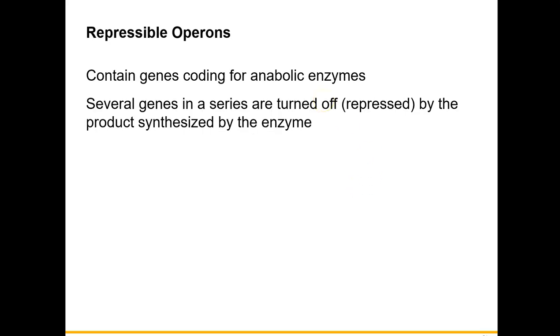Repressible is when you need to make things, so it's anabolic. Several genes in a series are turned off, or repressed, by the product. If it's already there, you don't need to turn it on.